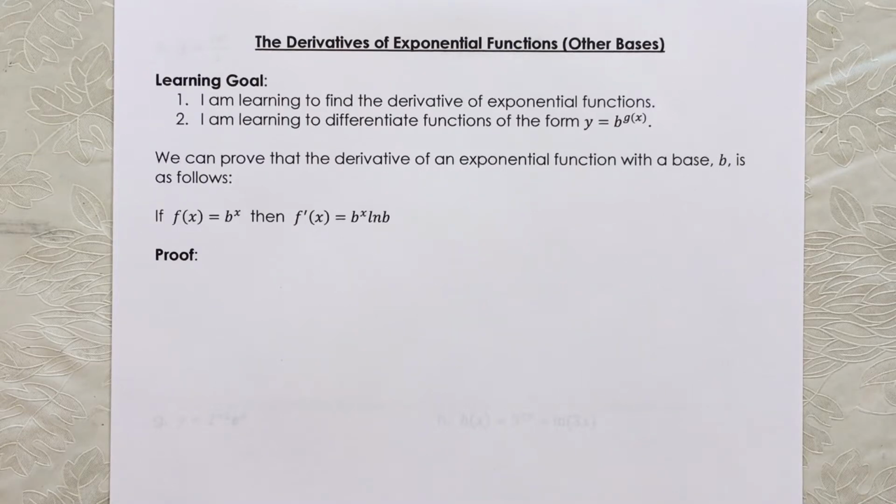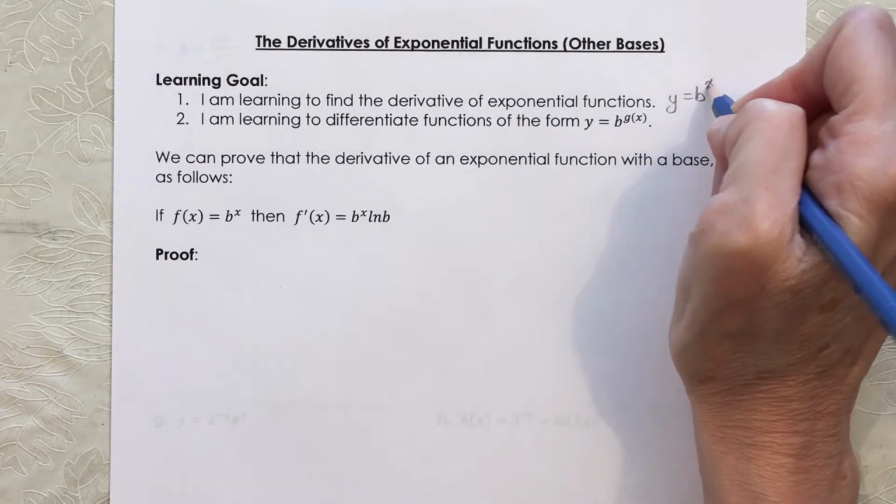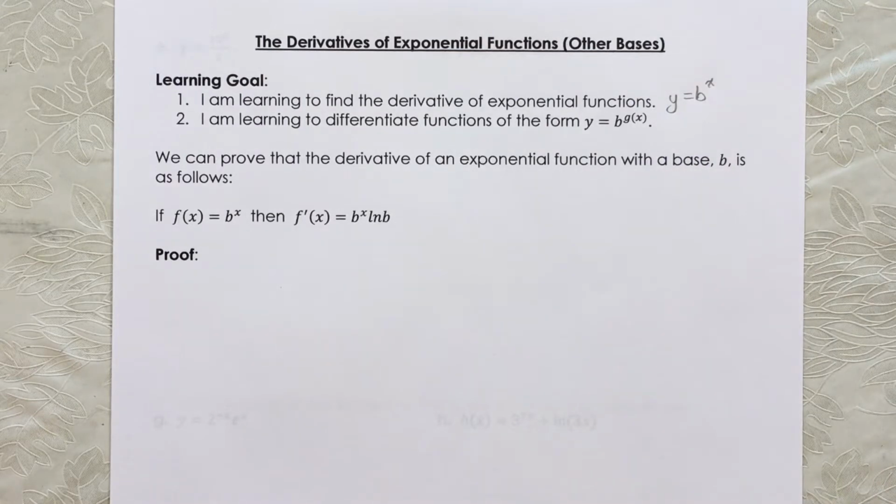Hi everyone! Today we're going to learn how to find the derivatives of exponential functions that have other bases. So our learning goals are to learn to find the derivative of exponential functions, so functions that look like y equals b to the x, where b is a number other than e because we already know how to do e. So it could be 2 to the x, 3 to the x, 5 to the x, etc.